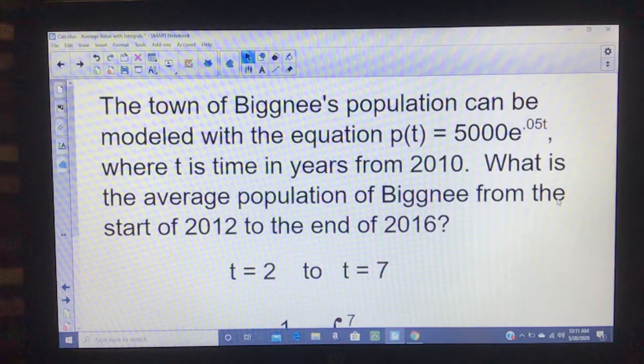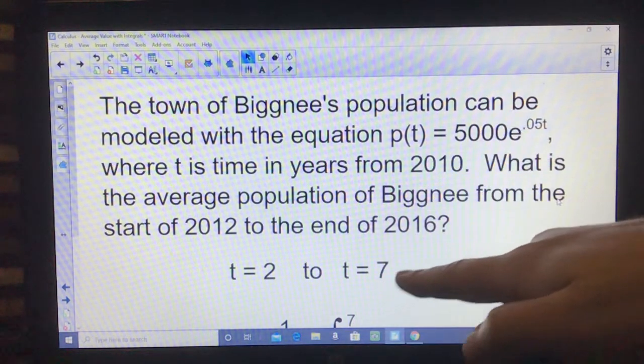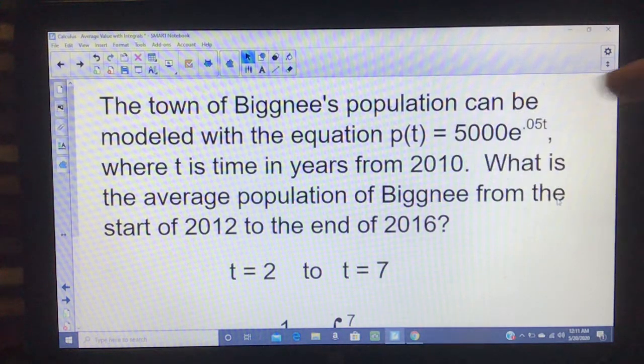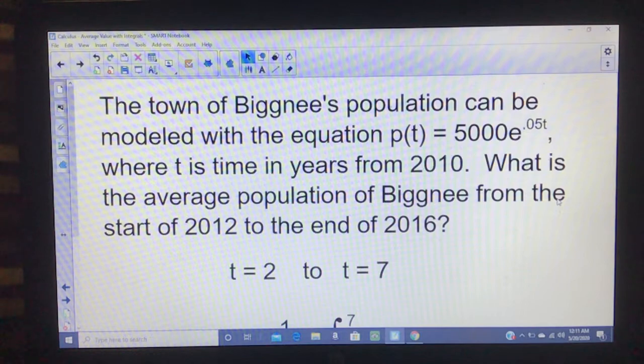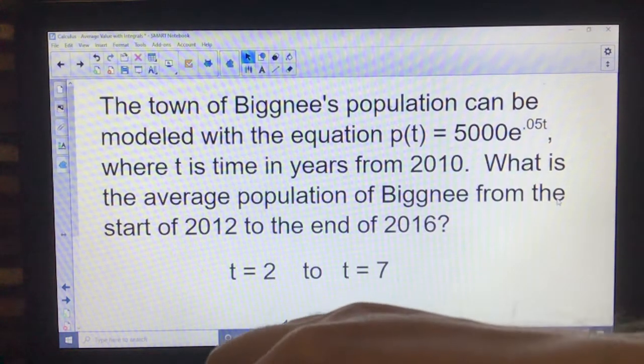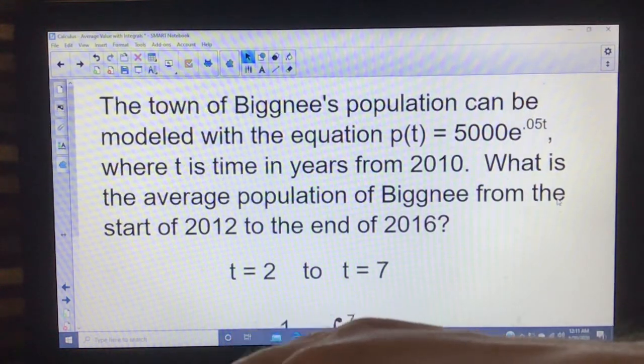Now, I could find what was the population at time 2 and what was the population at time 7. It should be greater than 5,000. Probably not too much greater. It's only growing by 5%. But basically, I want to know what's the average population. So we should get something probably in the 5,000s. Let's see what happens. In order to use the formula, I want the average value of the population.